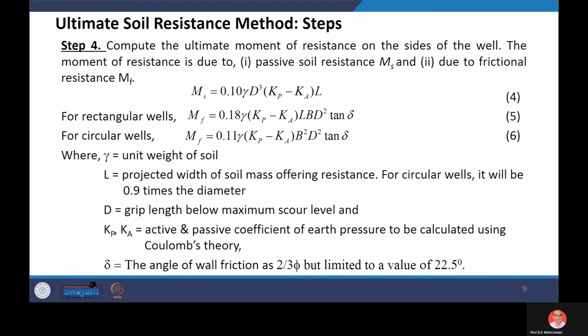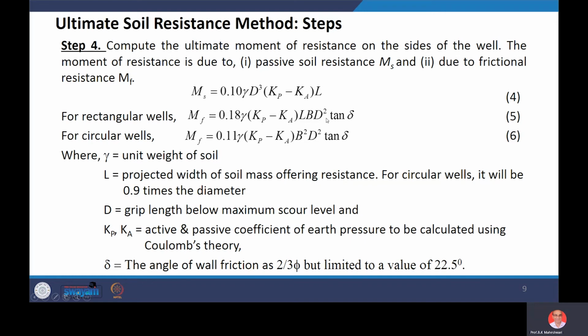Now, what is Kp and Ka? They are the active and passive coefficients of earth pressure to be calculated using Coulomb's theory. So Ka is the active and Kp is the passive earth pressure coefficient. Delta is the angle of wall friction, which is taken as 2/3 of phi, where phi is the angle of internal friction, but the maximum value of delta should be taken as 22.5 degrees. For example, if you have phi equal to 30 degrees, then 2/3 of phi will be 20, then it's fine. But if you have phi equal to, let's say, 36 degrees, then it will be 24 degrees, 2/3, but we need to take the maximum value, the upper limit is 22.5 degrees.